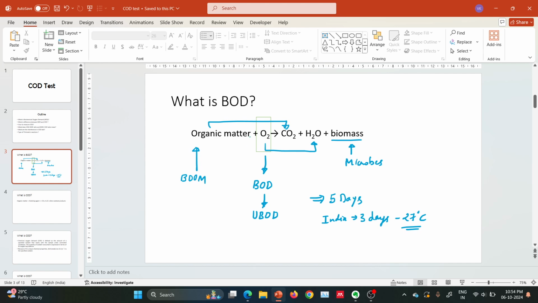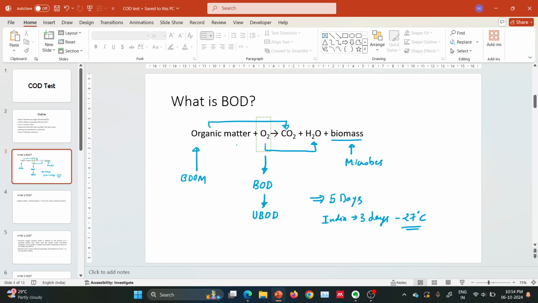So the biodegradable organic matter is getting oxidized with the help of oxygen, which is utilized by the microbes to oxidize organic matter, and the oxygen is getting reduced to water. In this process the microbes will grow and produce biomass. So this is biochemical oxygen demand.